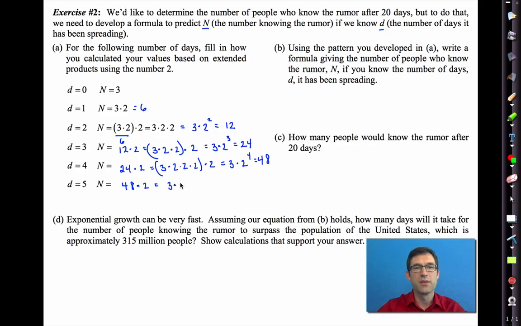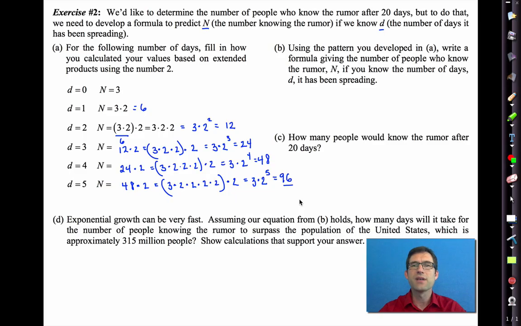I know this gets to be a little bit much. There's my 48 times 2, which is going to be 3 times 2 to the 5th, which is going to be that 96. So look at what we're really doing. What we're really doing is counting how many times we double, right? And that just depends on how many days have gone by. And then we're multiplying by 3 the number of times we double, okay?